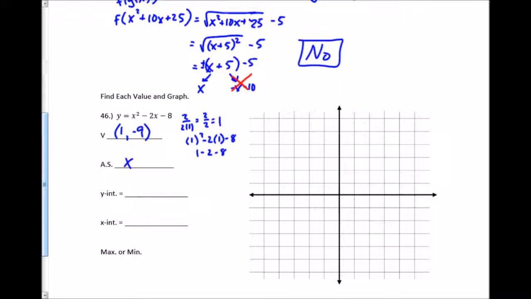The axis of symmetry is x equals the x value from the vertex. The y-intercept, I plug a 0 in for x. It's also my constant term. If I plug a 0 in there, I get a negative 8 out.